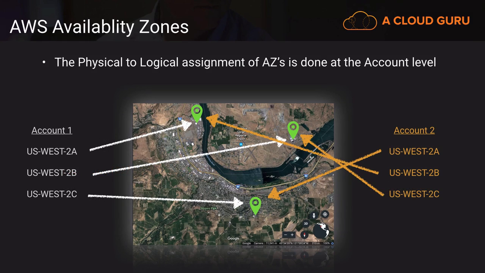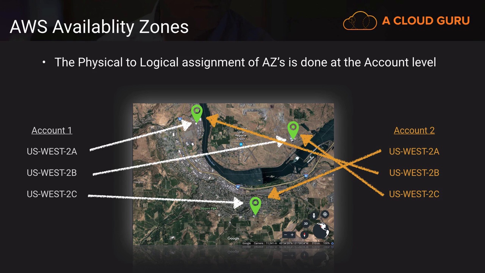Now, just a brief note here, something that maybe some people aren't aware of: the physical to logical assignments of an AZ is done at the account level. So in other words, when your account gets created, the physical availability zones are assigned to their logical names. And that means your US West 2A may be a different physical AZ than another account's US West 2A. And so why does AWS do this? Well, really to balance the load across its data centers.